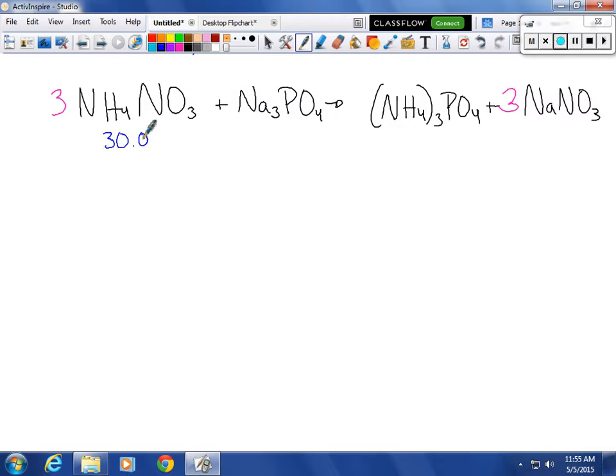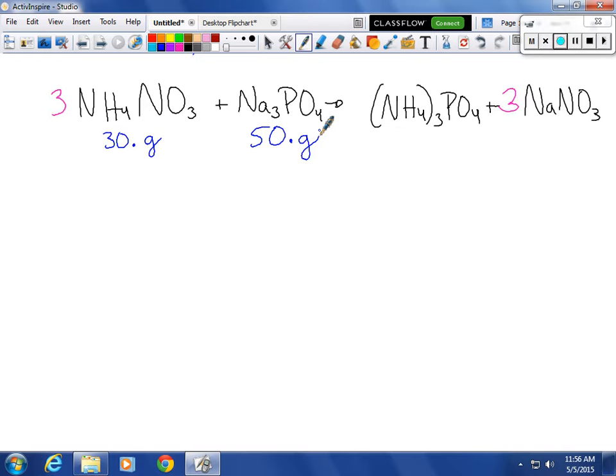So I've got 30 grams, excuse me, it just says 30. So we're just going to put a decimal to make it 2 sig figs. 30. grams of ammonium nitrate and 50 grams of sodium phosphate. So I've got 50 grams of this stuff. Okay, now, question A. Which of the reagents is the limiting reagent?